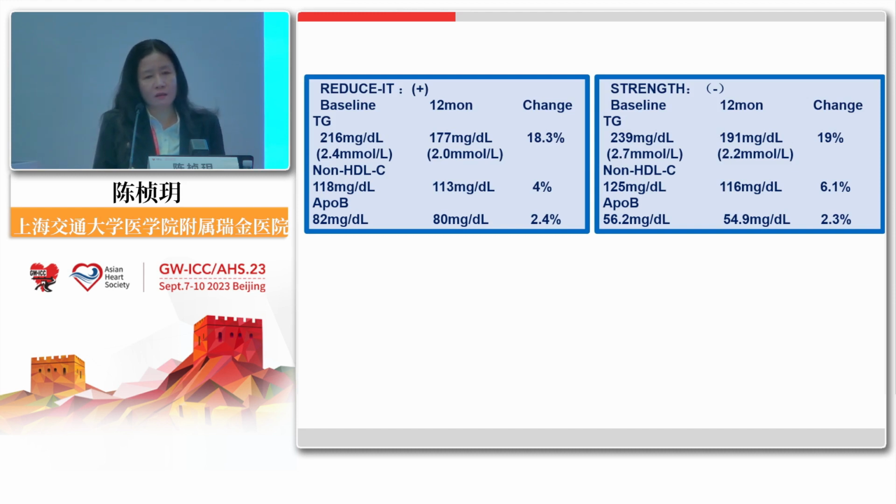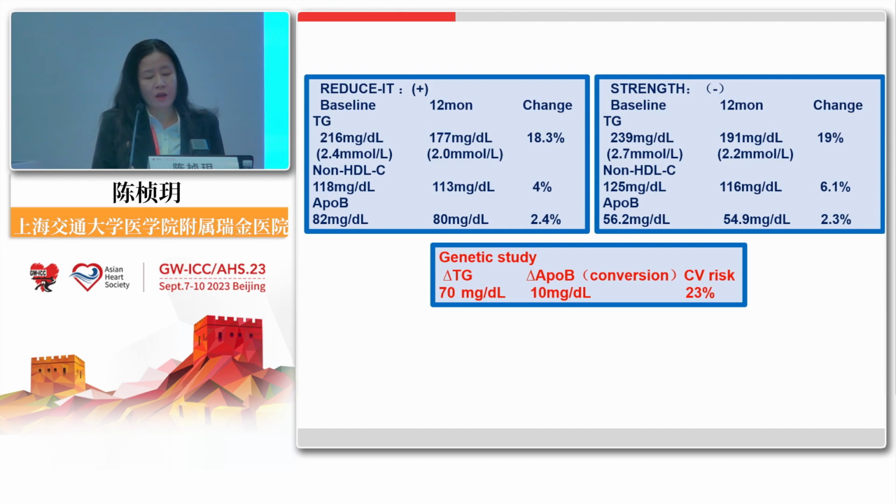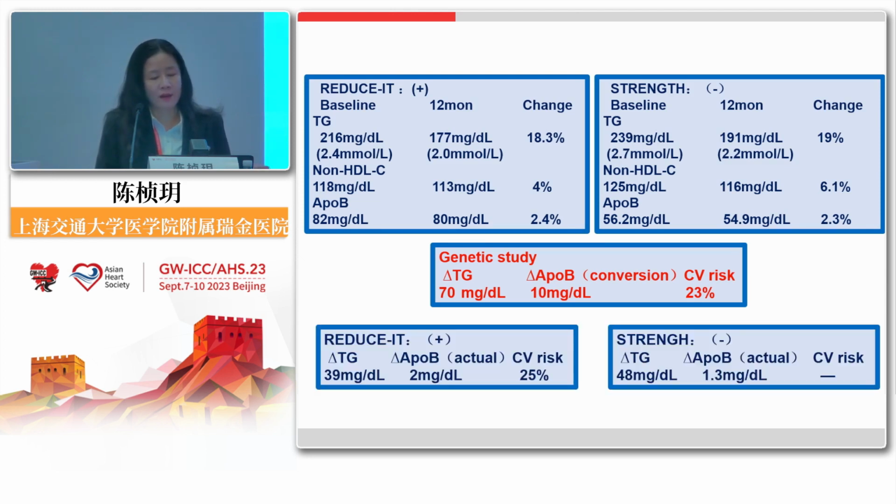Let's take a look at other important lipid profiles like non-HDL-C and ApoB. They are quite similar between them. And if you convert the TG reduction to ApoB, followed by CV risk in terms of genetic studies, a TG reduction of about 70 converts into ApoB of 10 milligrams per deciliter, which will achieve a 23% CV risk reduction. Let's take a look at REDUCE-IT and STRENGTH: a 39 reduction in TG, ApoB only 2, and the CV benefit is 25%.